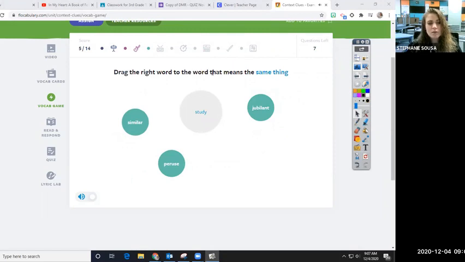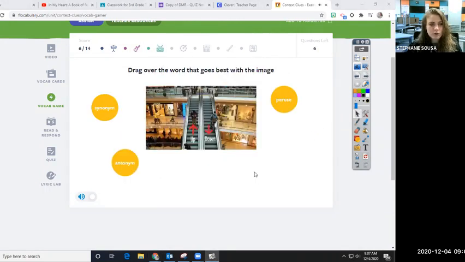Drag the right word to the word that means the same thing. Study. If you are going to study something, you got a test and you're going to study it. You got a book. You want to know what it says. Are you similaring the book? Are you perusing the book? Or are you jubilanting the book? To study the book, what are you doing? Similar, peruse, or jubilant? Good, mostly twos. Peruse means to study or look through.